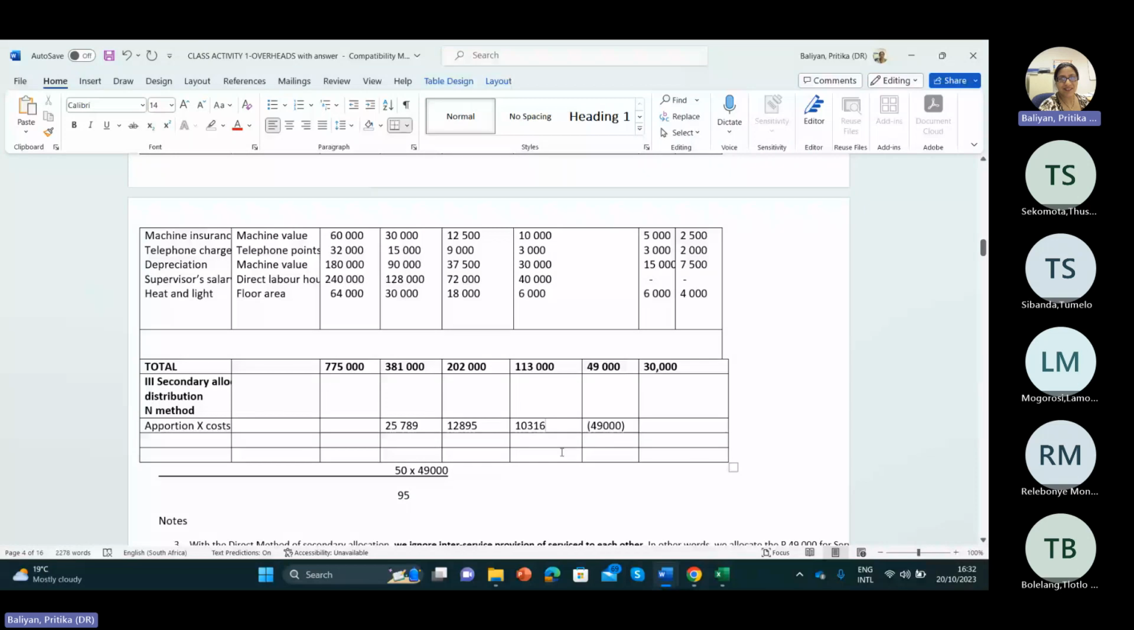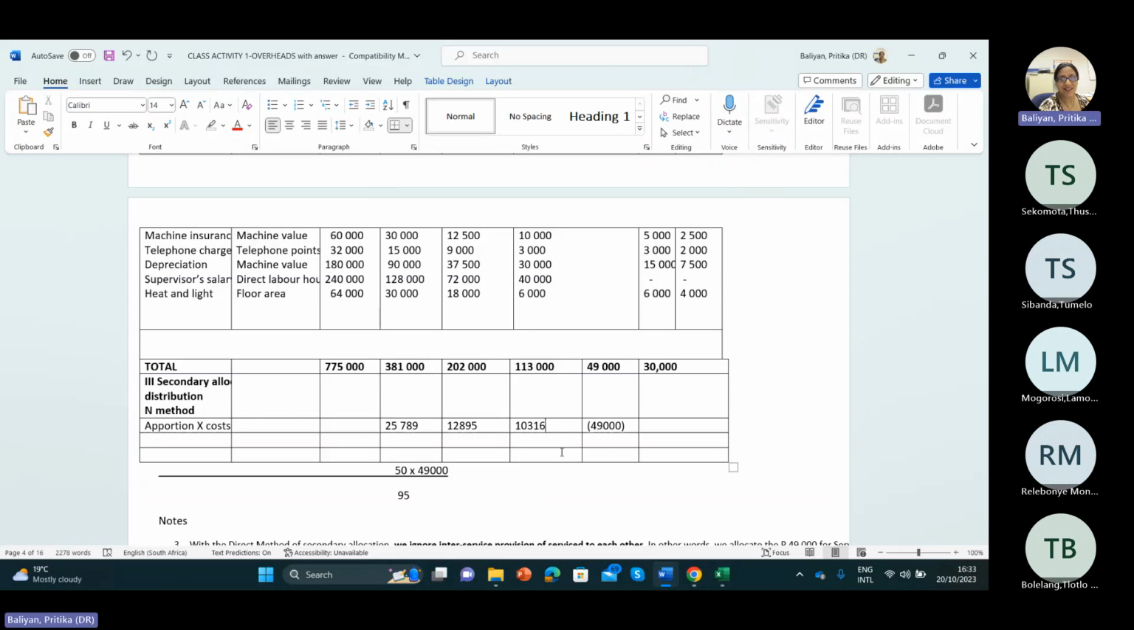Do you understand this part? No, ma'am. Which part do you not understand? Because of the calculations for the secondary allocation. Okay. Which method are we using? Direct distribution, right? We are using the direct distribution method, right?